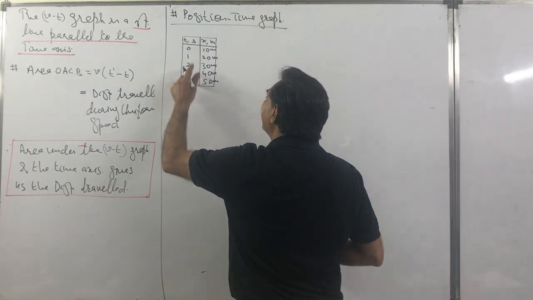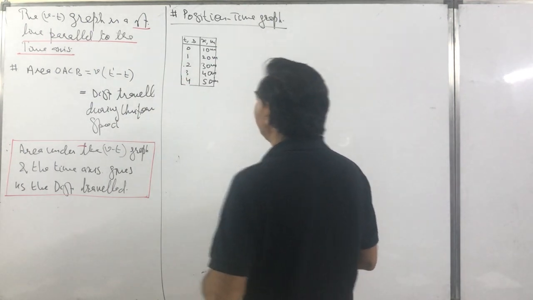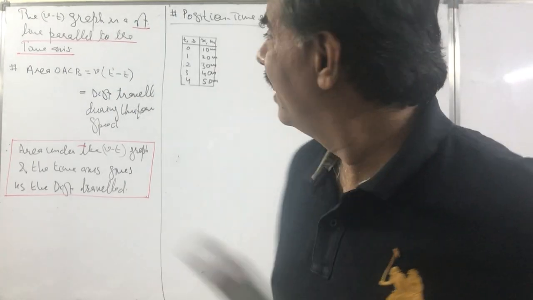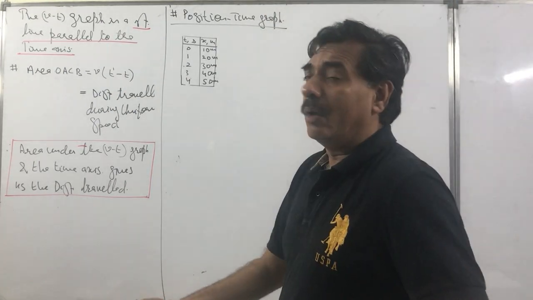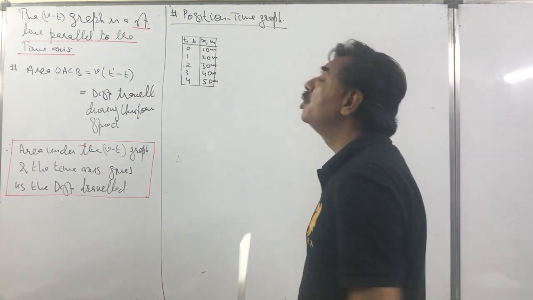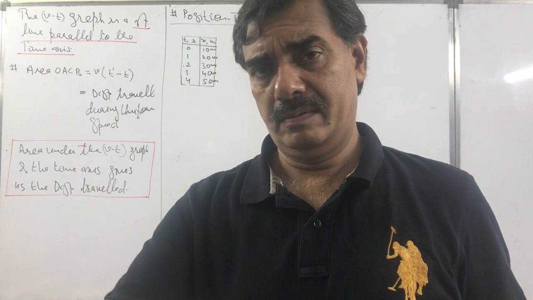this is 2 seconds, this is 3 seconds, this is 4 seconds. Okay, it gets confusing sometimes. I am also human. I started rote counting. I have assumed the speed to be 10 meters per second.